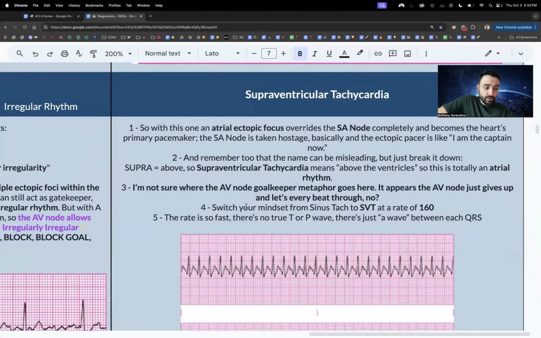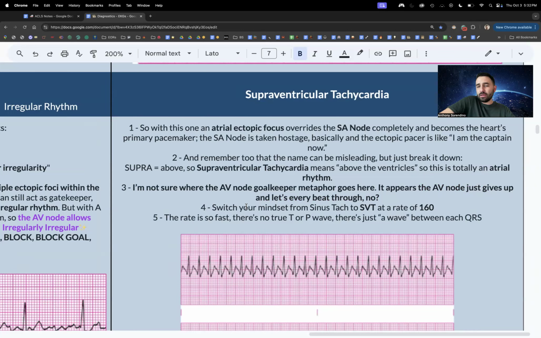Supraventricular tachycardia is an atrial rhythm. It's not a ventricular rhythm. Remember, supra means above. I think it's not the greatest name. Supraventricular tachycardia means above the ventricles. It should just be called atrial tachycardia. Whatever. With this one, there's an atrial ectopic foci that overrides the SA node completely and becomes the heart's primary pacemaker. The SA node is taken hostage.